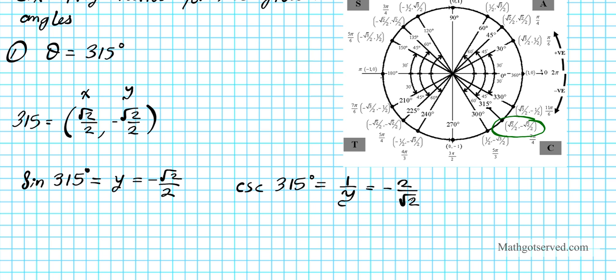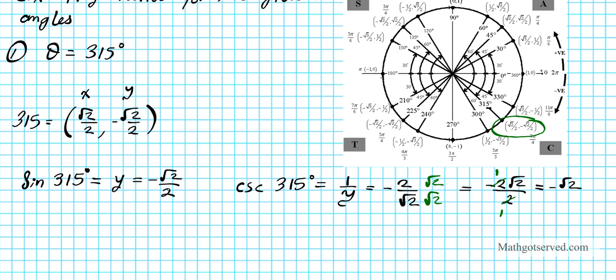We can't have a square root in the denominator, so we need to rationalize the denominator. Multiply by root 2 top and bottom. That yields negative 2 root 2 over root 2 times root 2, which is root 4, which is just 2. These two 2's divide out, 2 goes here 1, 2 goes here 1. So you're left with negative root 2.